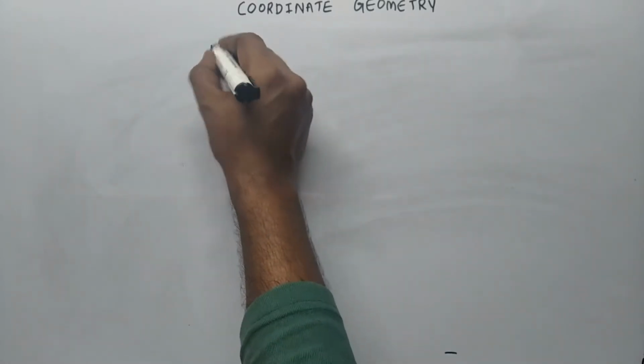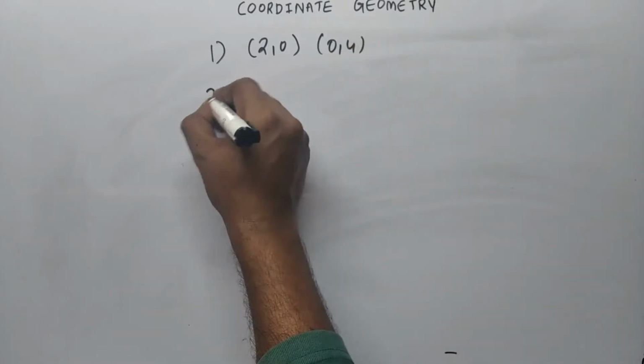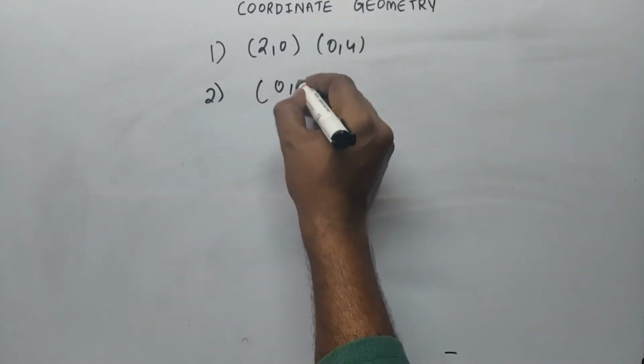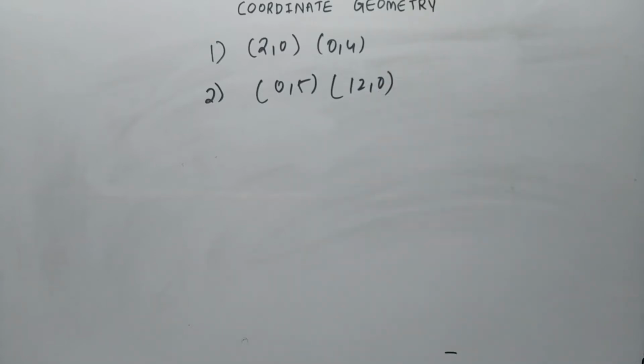So I have a question: 2 comma 0 and 0 comma 4. The second question is 0 comma 5 and 12 comma 0. So now we need to find the distance between these coordinates. So now how can you find this one?